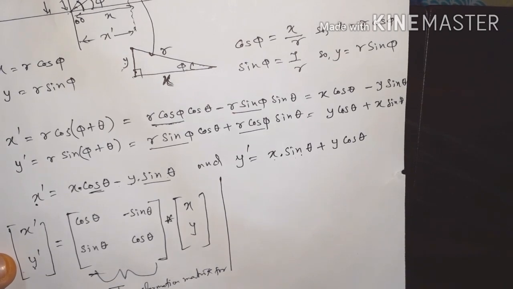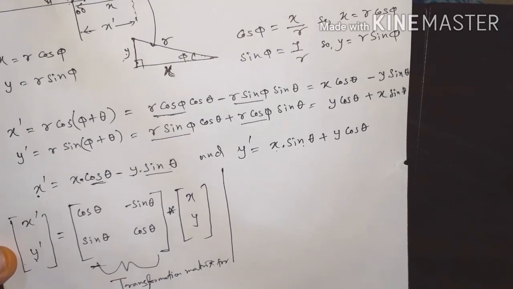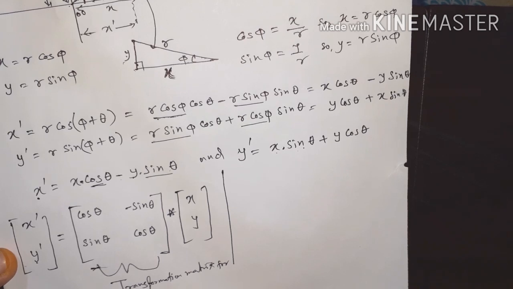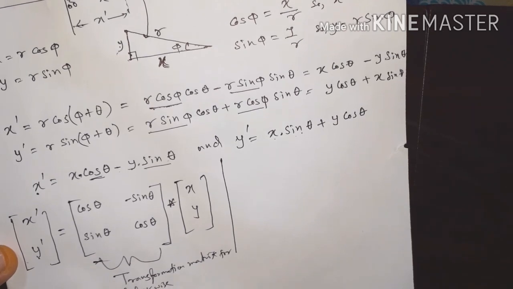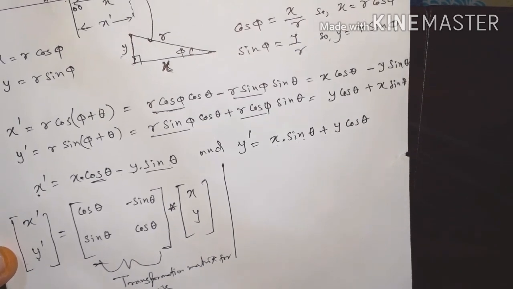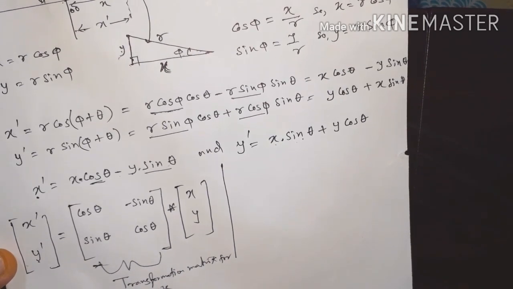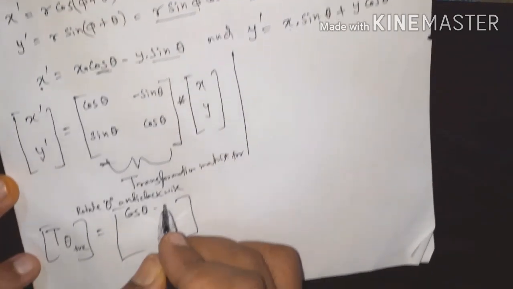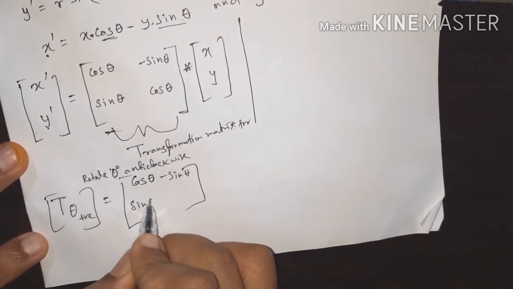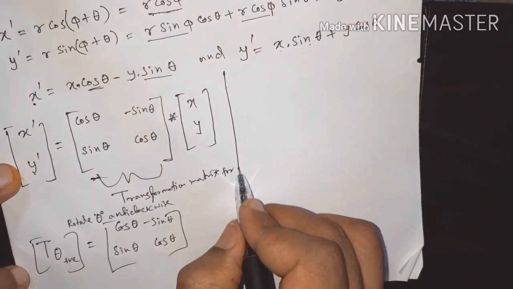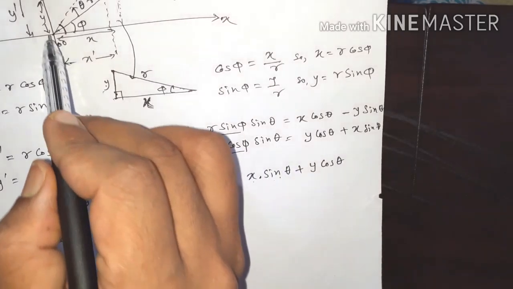For rotating theta degrees anticlockwise, that is positive theta, the matrix equals cos theta, minus sin theta, sin theta, cos theta.